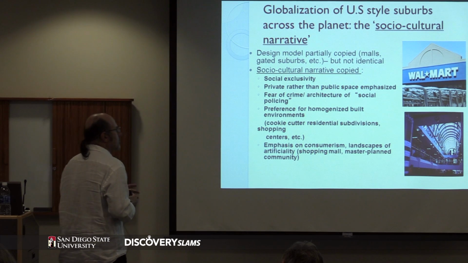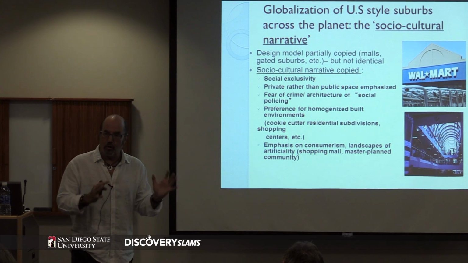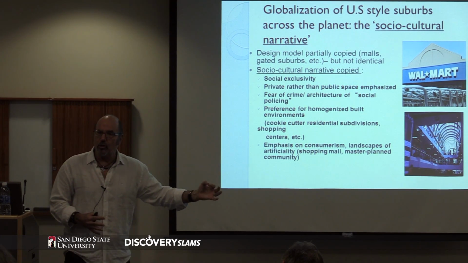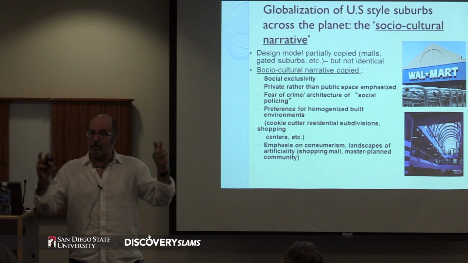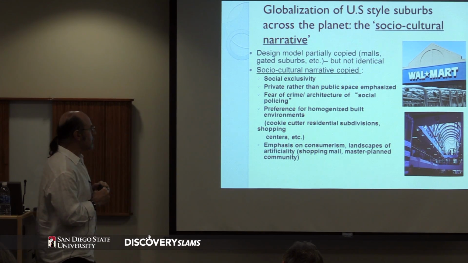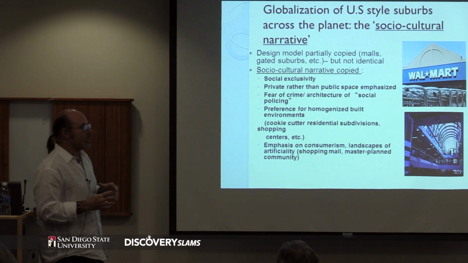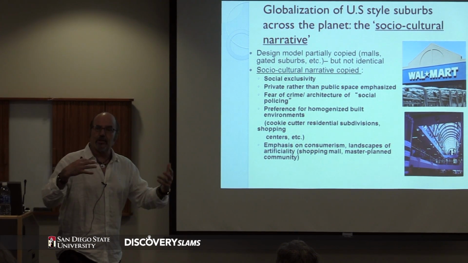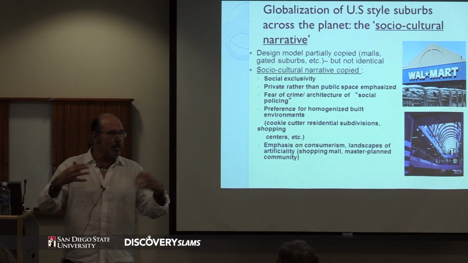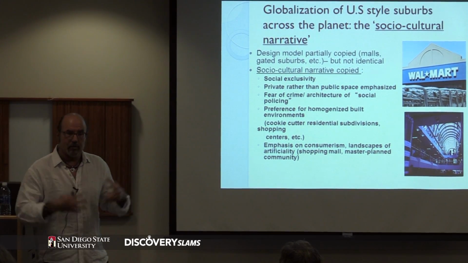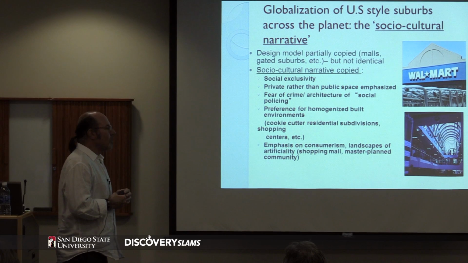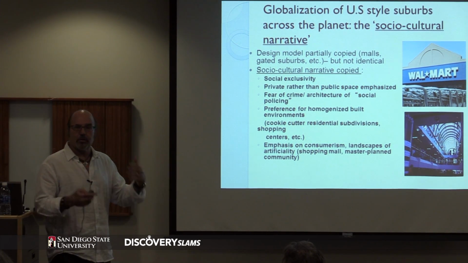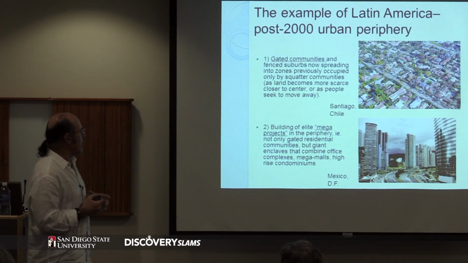And that is the thing about the suburbs, the things that they think suburbs will create, that I've listed here. Everything from privacy, social exclusivity, the perception that they're safer, whether or not that's actually true. There's a fear of crime and the architecture of what some scholars have called social policing. A preference actually for things that look the same, like shopping malls and prototypical design models for housing that are cookie-cutter residential designs used around the world, and an emphasis on consumerism and shopping malls, which we see again and again across the planet.